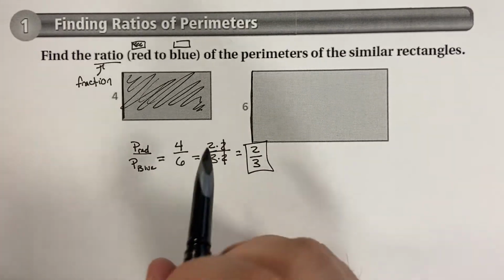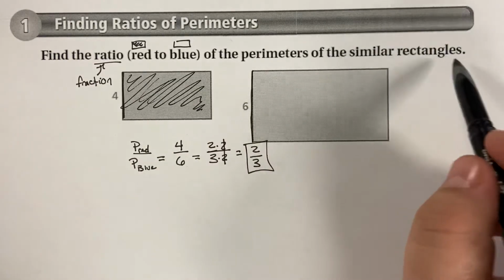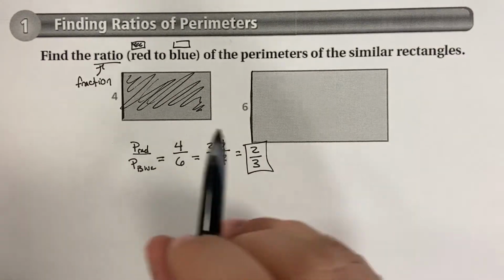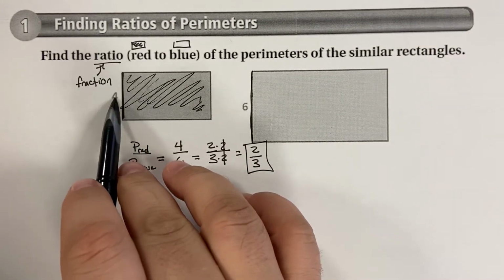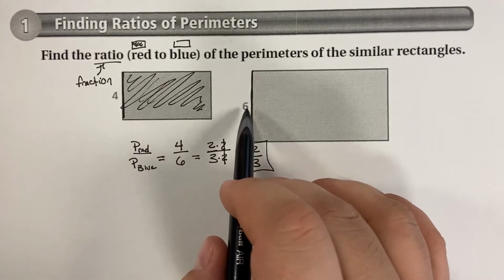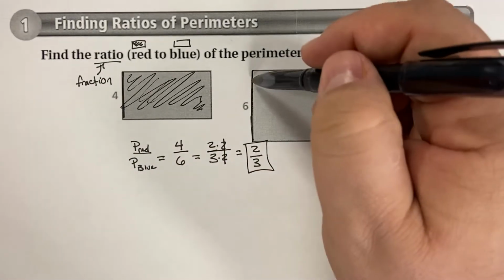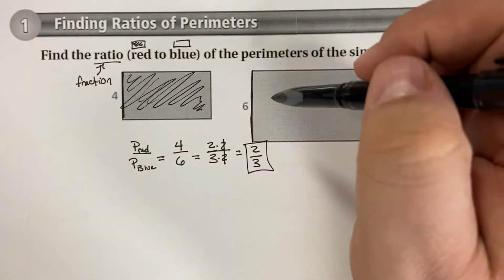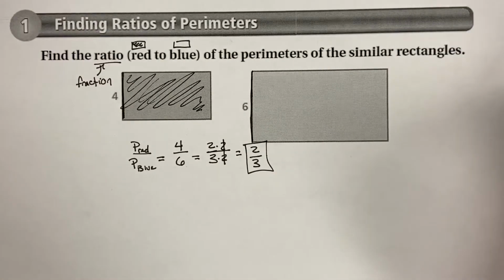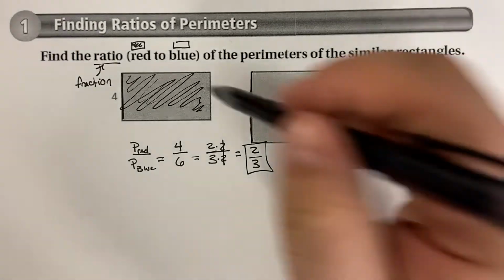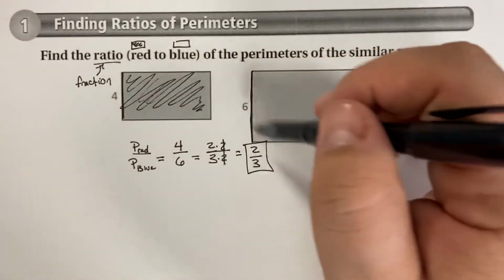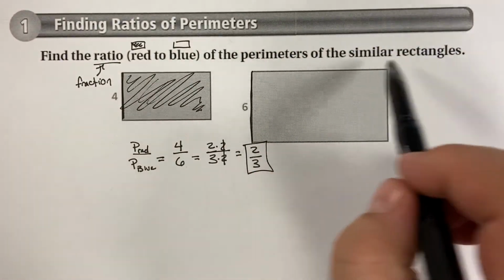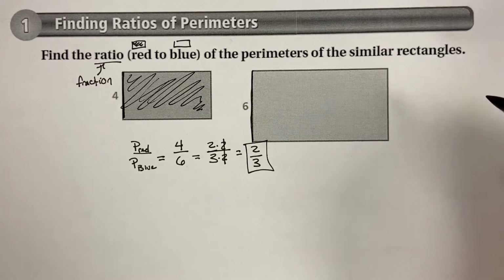So again, the ratio of the perimeters of the similar triangles is 2/3, because we compared the 4 to the 6. And the reason we compared the 4 to the 6 is we compared similar sides of similar figures. And we used that ratio to help us determine the ratio of the perimeters of similar rectangles.